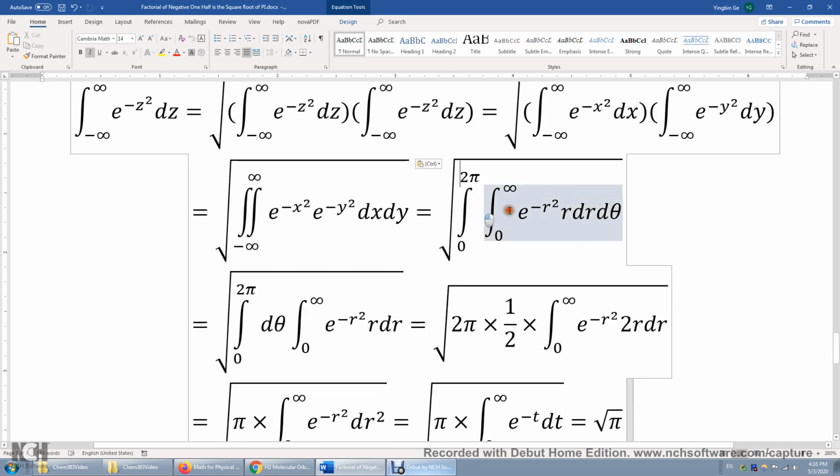Now it's simple to integrate this. First, we need to integrate this e to the power of negative r squared times r dr is here. And second, we need to integrate over this theta. It's easier. This part is just 2 pi. The integral of d theta from 0 to 2 pi is just 2 pi. So that's really easy.